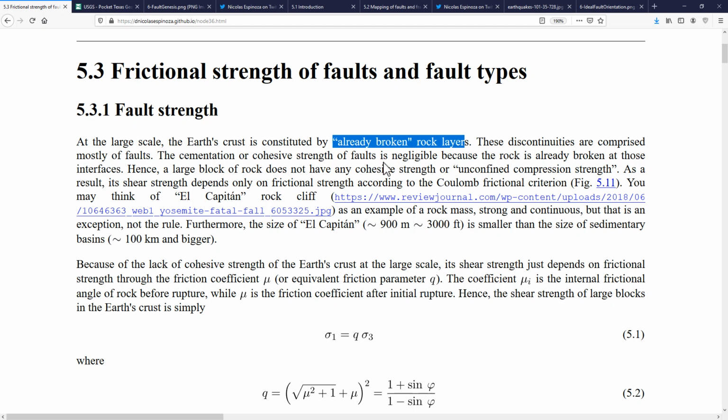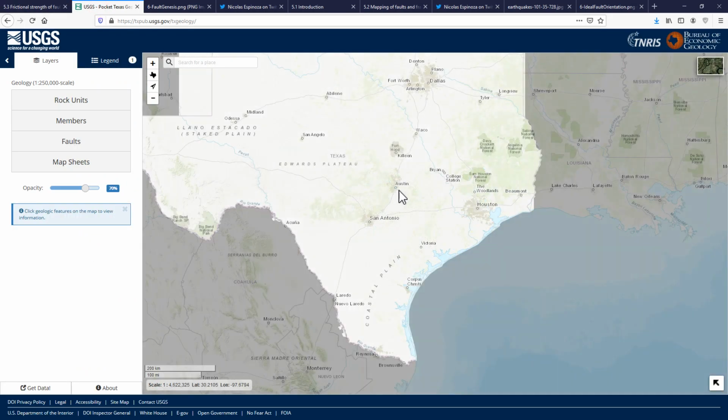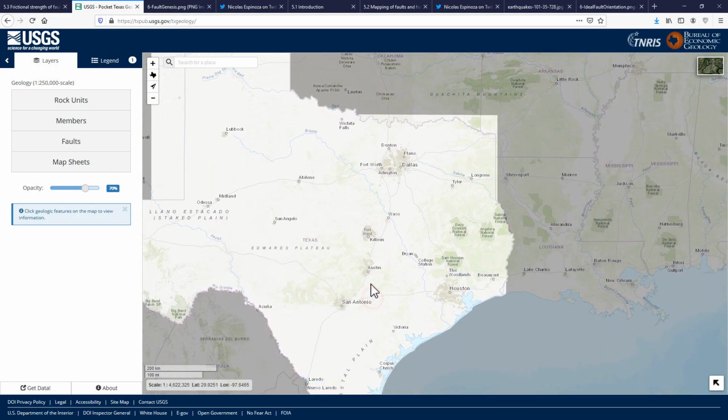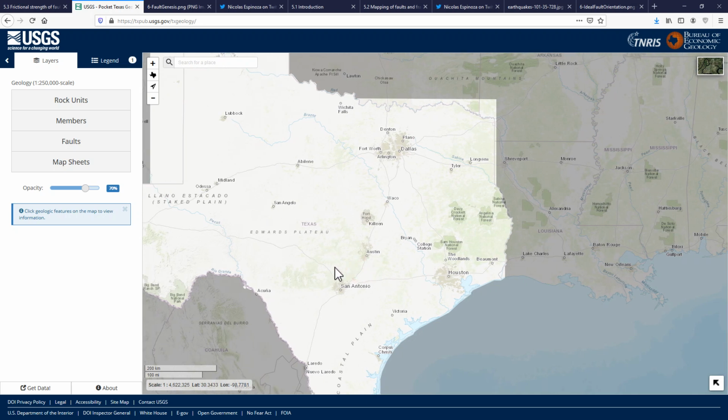Each interface between tectonic plates is already a very large discontinuity in the Earth crust. But that also happens at a smaller scale through faults. As I was mentioning before, we shouldn't imagine the Earth as a continuous slab of rock that, for example, might go from the entire state of Texas to Oklahoma, but rather these are formed by geological formations which are broken at several scales.